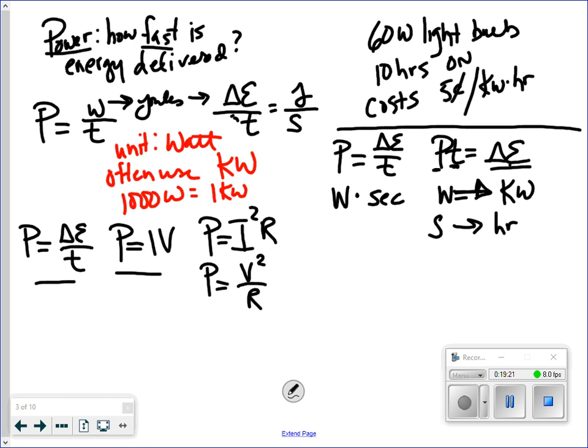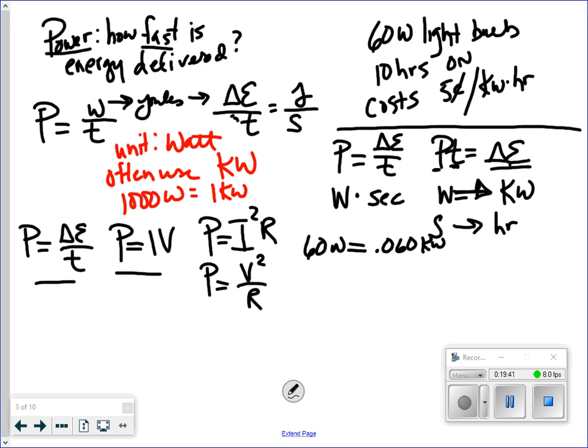All right, but then we're going to multiply the power times the time, and that will give us the amount of energy that we use. And then we can figure out how much it costs. So watch how this works. All right, so 60 watts equals 0.060 kilowatts, right? Because I divide by 1,000, right?